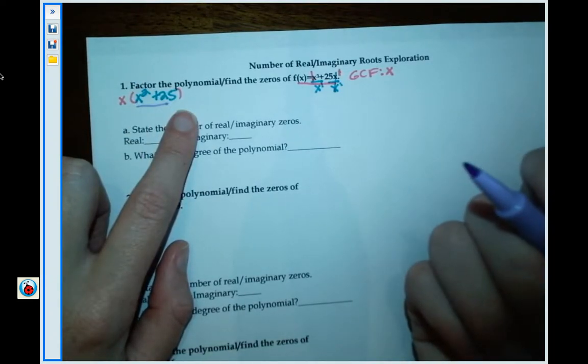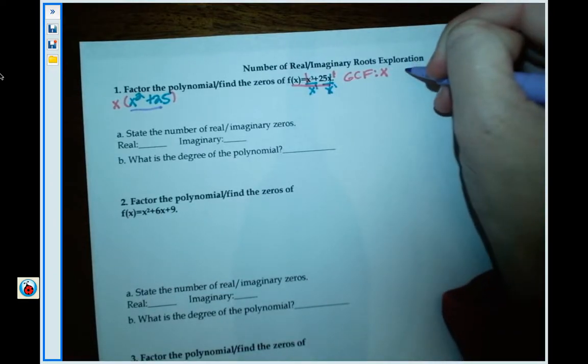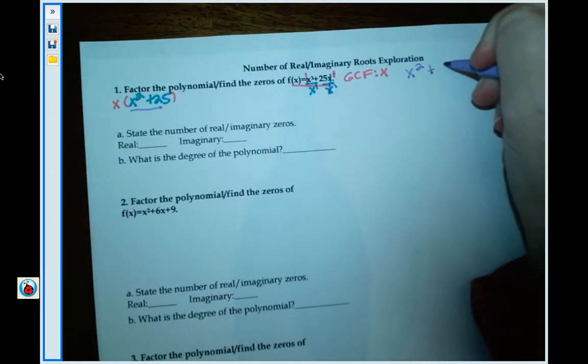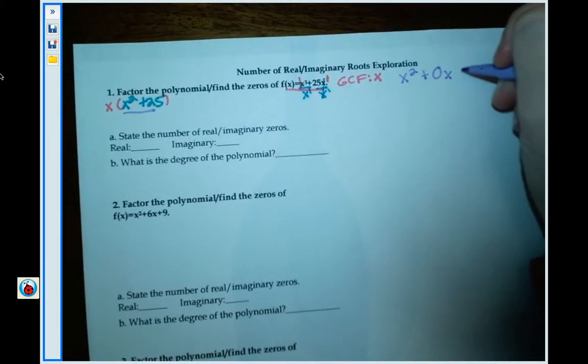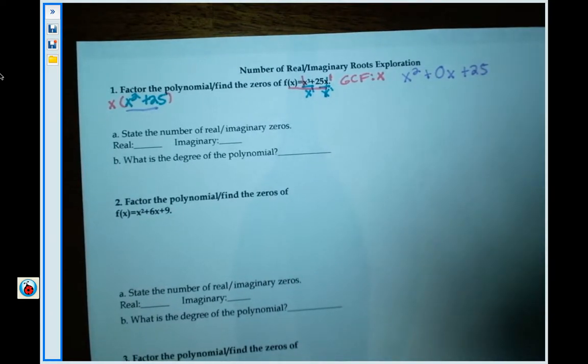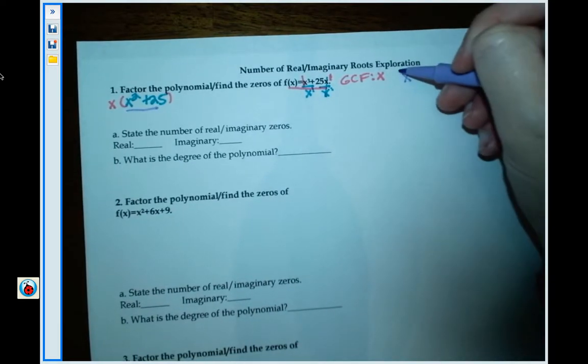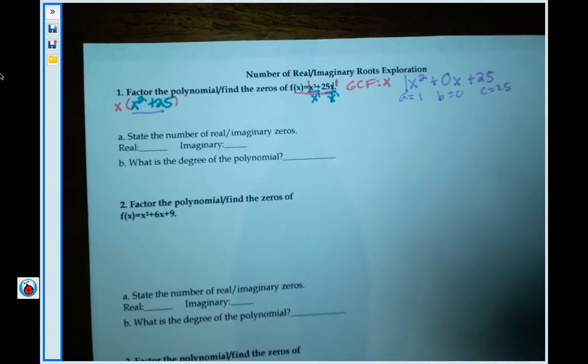Our missing term: I have my x squared term and my number without the x, so the term that's missing is b. Secretly, I'm just going to write it over here. We have x squared plus 0x, since my b term's missing, technically a 0 is there, and then plus 25. If you want to do the quadratic formula, you can, using a as 1, because that's secretly in front of the x squared. Your b could be the 0, and your c could be the 25. So you could do the quadratic formula on it.